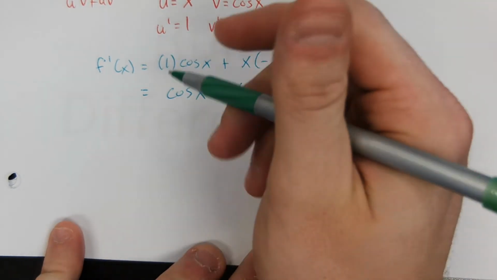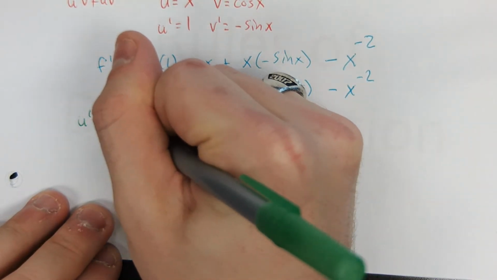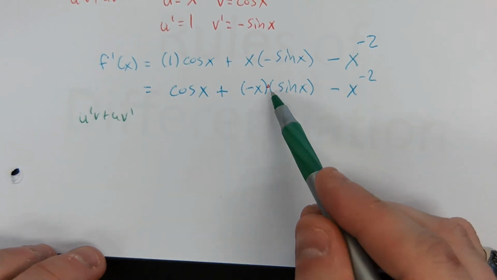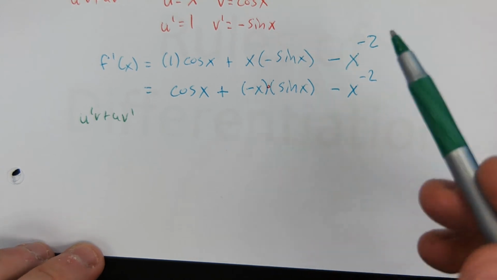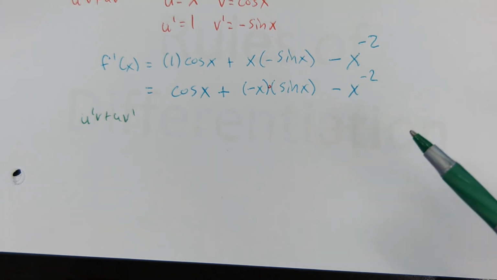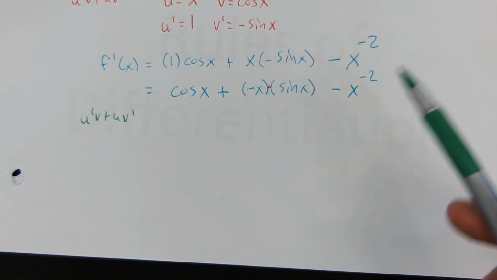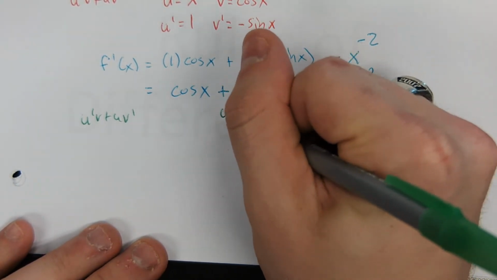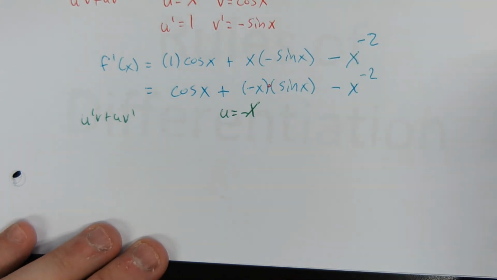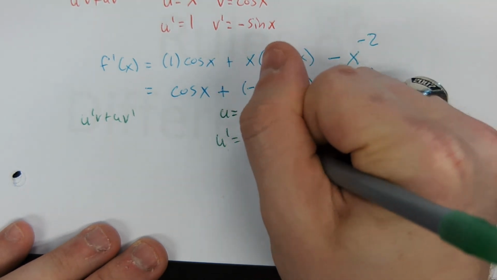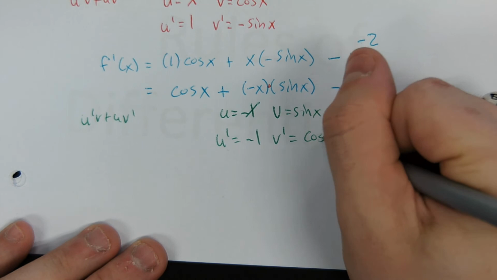For this new product rule, again, u prime v plus u v prime. I left it like this instead of just writing negative x sine x, because then there's a chance that people would have tried to do the product rule with x sine x, forgetting that the negative sign belonged to the x. So if you leave it like this, you go, oh, u is negative x. V is sine x. U prime is negative 1. V prime is cosine x.